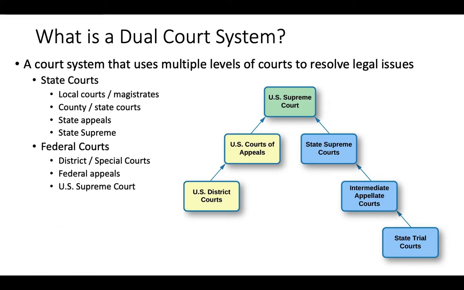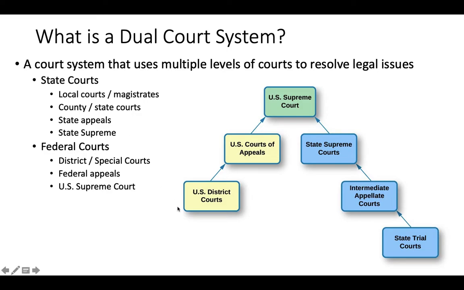The other major component to the U.S. court system are the federal courts, which are depicted by the two yellow courts in the chart. The federal court system is similar to the state court system, but has one fewer step because the U.S. Supreme Court is actually part of the federal court system.